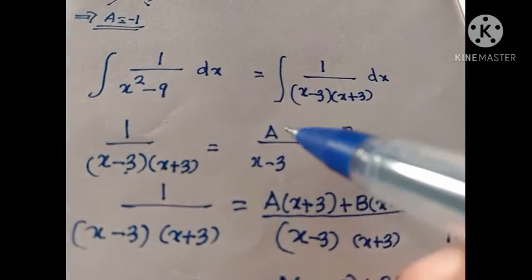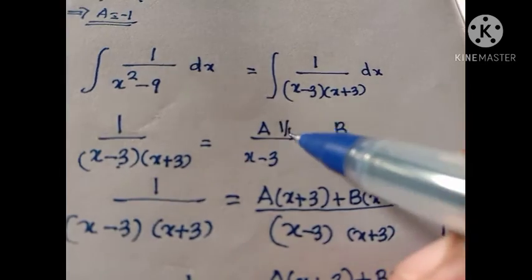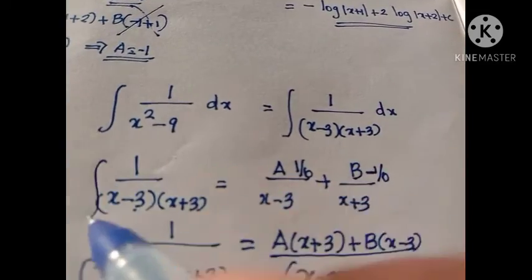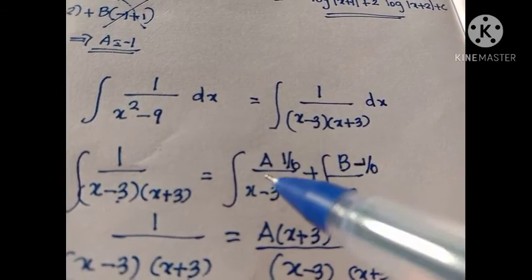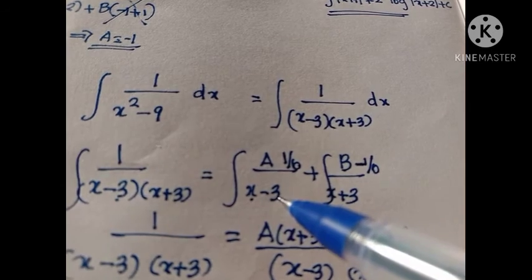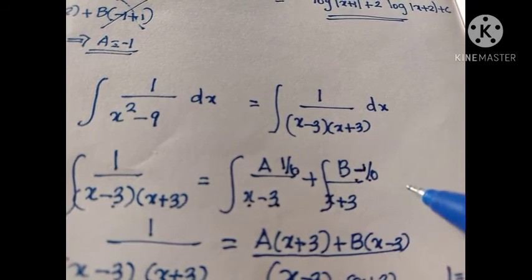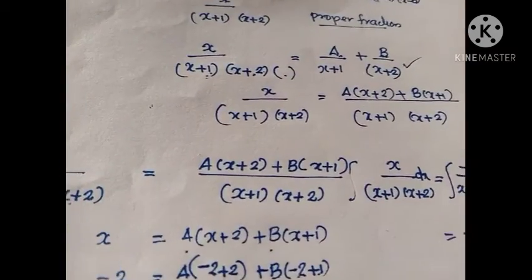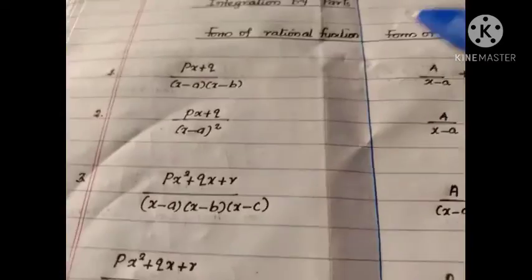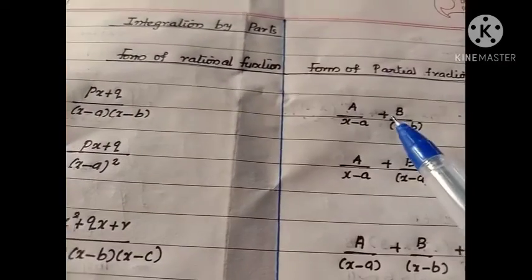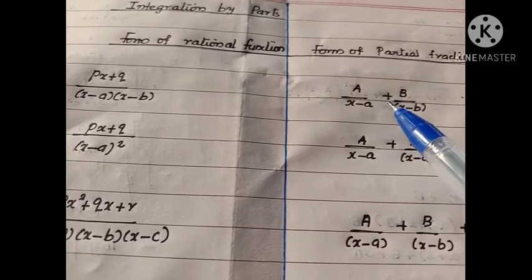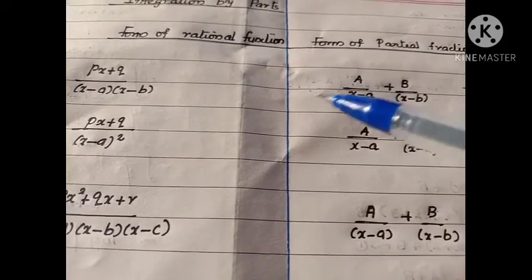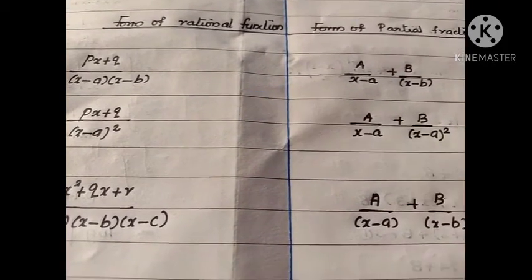Put these values here: A equal to 1 by 6, when B is minus 1 by 6. Now take the integral. Okay. So we get 1 by 6 log x minus 3 minus 1 by 6 log x plus 3 plus c. So this is the method of partial fractions. So we need to convert the given rational functions into the form of partial fractions. So in the next video we will discuss some more examples of how to find the integrals of these types of functions. Okay.